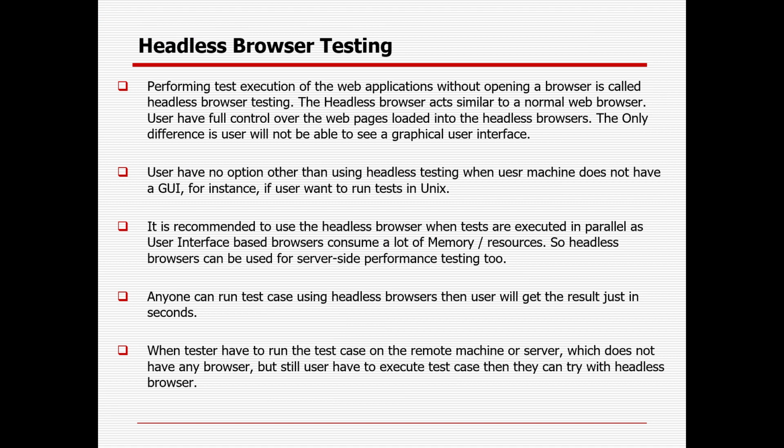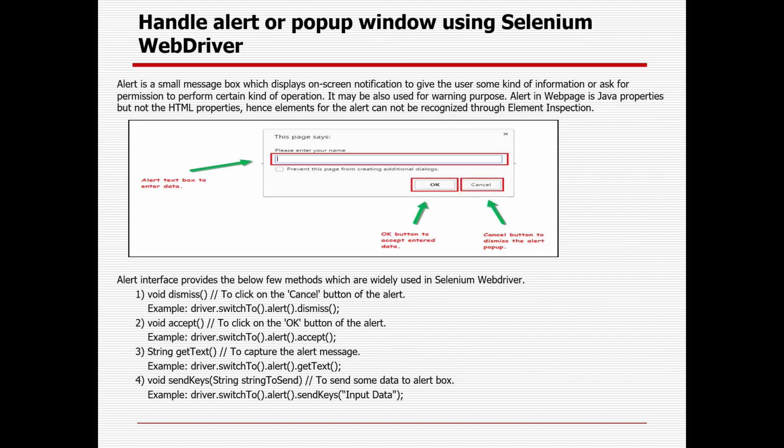So an alert is a small message box which displays an on-screen notification to give the user some information or ask for permission to perform a certain operation. It may also be used for warning purposes. An alert in a web page is a Java property but not an HTML property. That is the reason an alert cannot be recognized through element inspection.